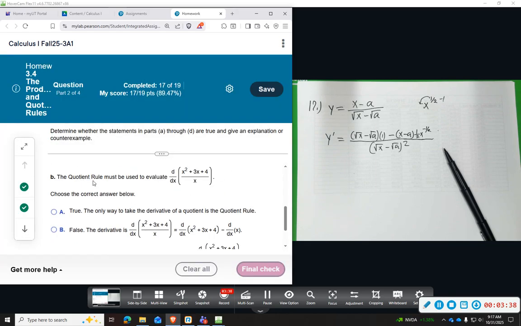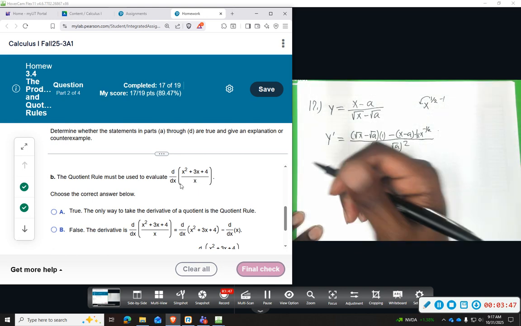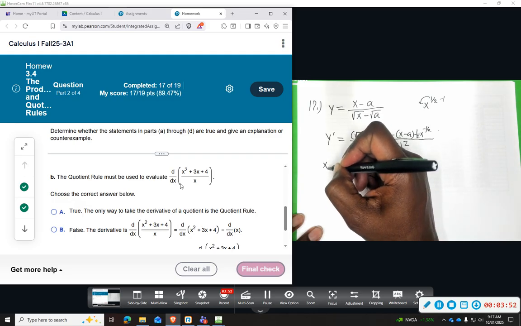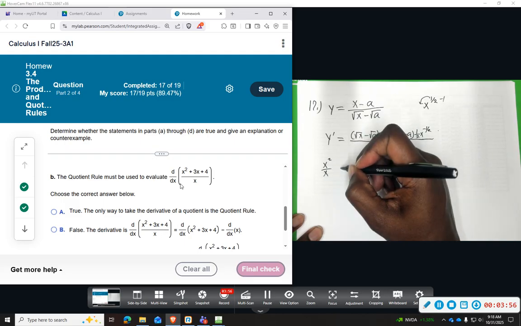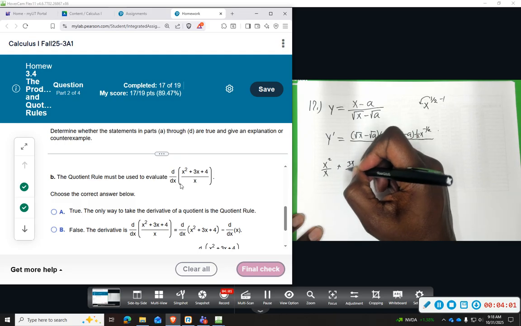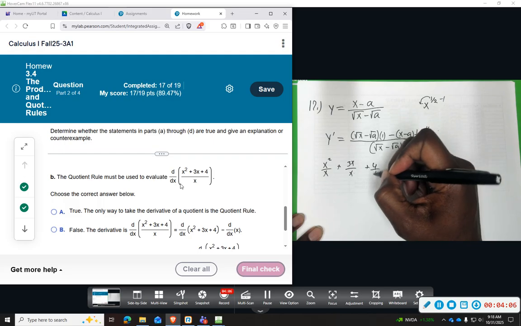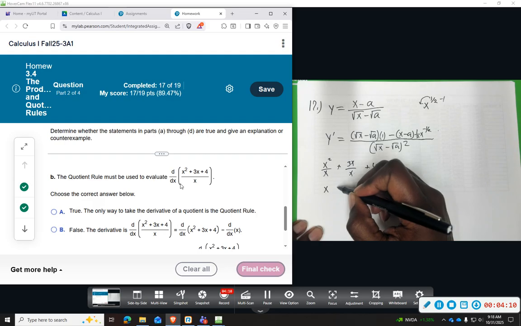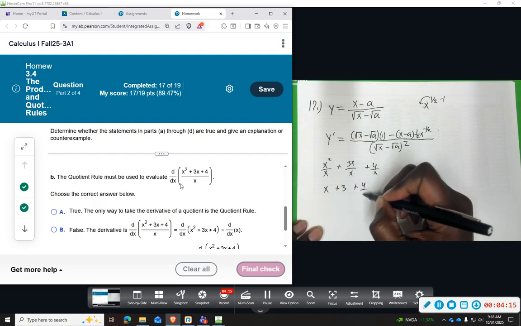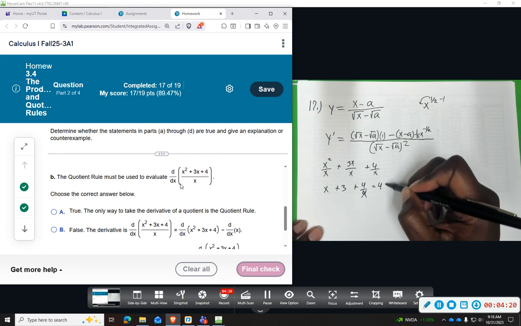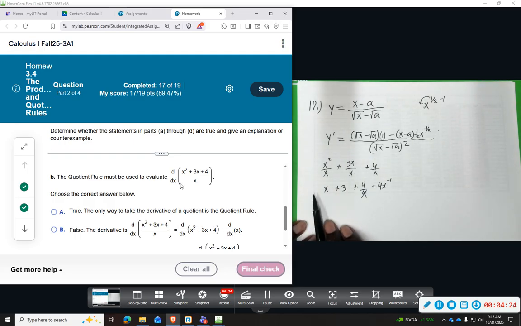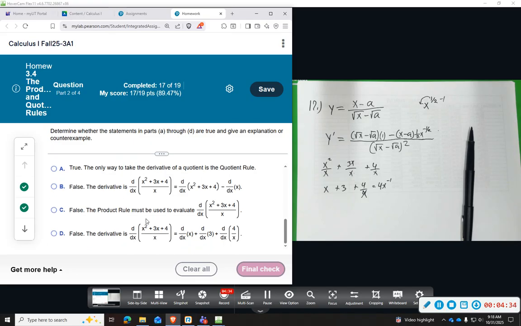Part B is the quotient rule, and they're showing that you must use the quotient rule to evaluate this. However, you can simplify that. You can say x squared over x, and then plus 3x over x, and then plus 4 divided by x. You could do this and rewrite the function like this, or even write this as 4x to the negative 1, and then you can do the power rule with all of these. So you can do the quotient rule, but you can also simplify it, possibly. And so that's what D is showing. You're going to do the derivative of each of those individually. And you could use quotient rule there, but you can also do this.